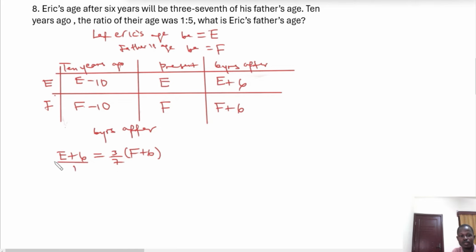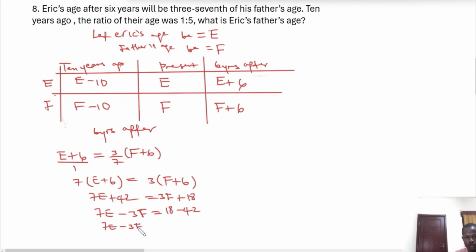So we're going to cross multiply 7 times all of this, and then 1 times all of this. 7 times all of this is 7 into E plus 6, is equal to 1 times all of this, which is the same as 3. 1 times 3 is 3, F plus 6. So let's try to expand this bracket. We have 7E minus 3F is equal to minus 24. This is our equation 1.